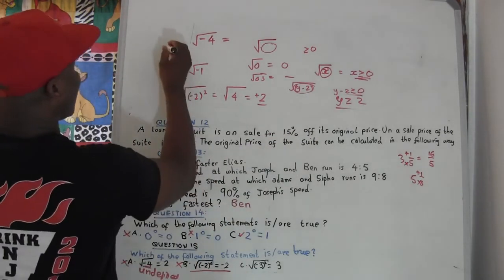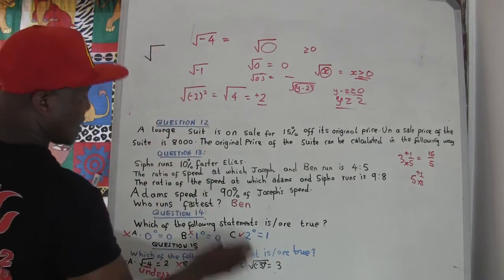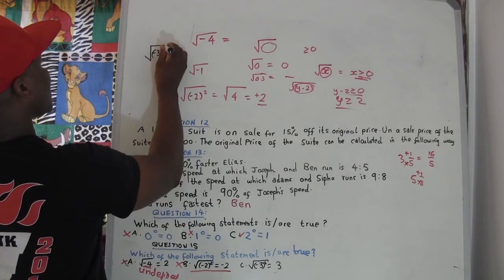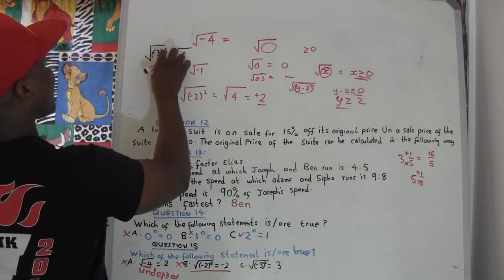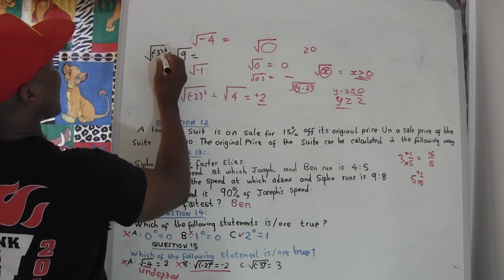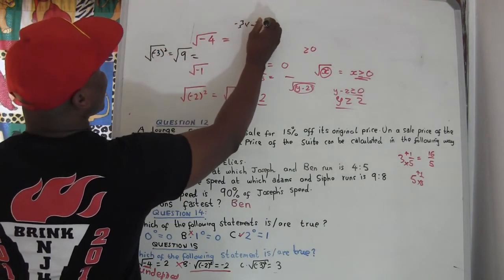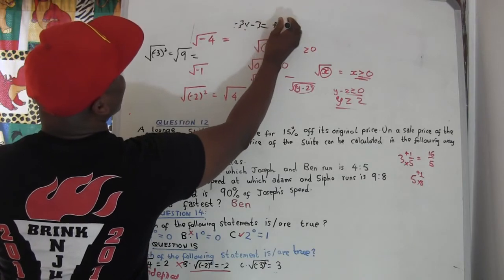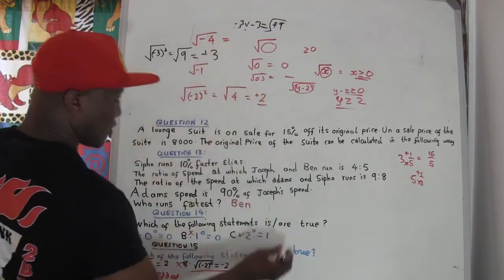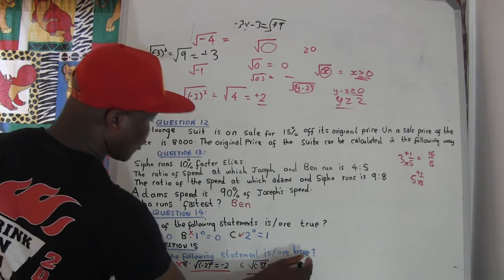The last one, yes, that one is true. So you have the square root of negative 3, and then the square. So I'll say the square root of negative 3 squared equals 9, because negative 3 times negative 3 equals positive 9. Now you take the square root of 9, it's going to give us positive 3, which is true. So option 3 is true.